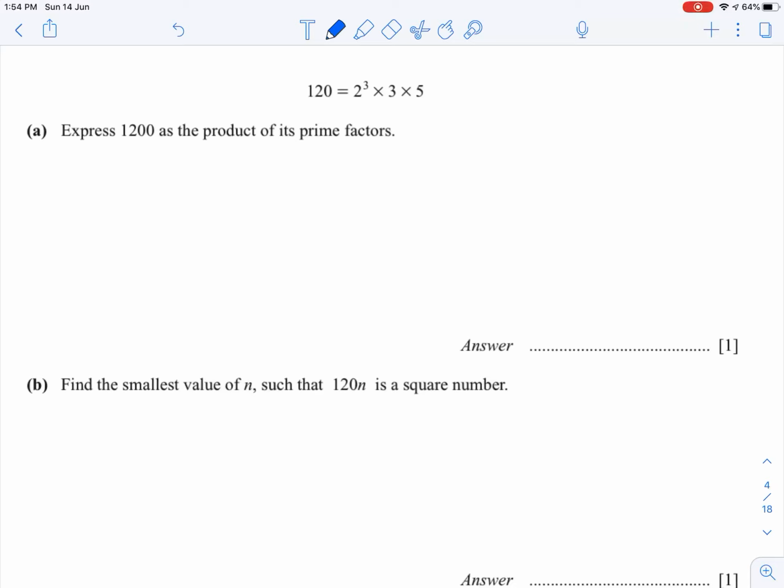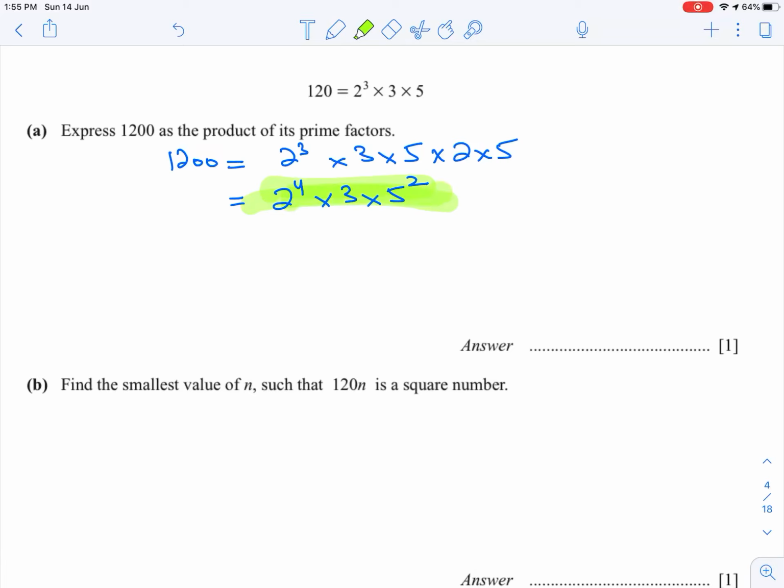We know that 1200 is 120 multiplied by 10. So let's write down the prime factorization of 1200. We will take the prime factorization of 120 and then multiply it with the prime factorization of 10, which is 2 and 5. Putting it together, 2 to the power 4, 3 and 5 square. This is the prime factorization of 1200. This is the answer for the first part.